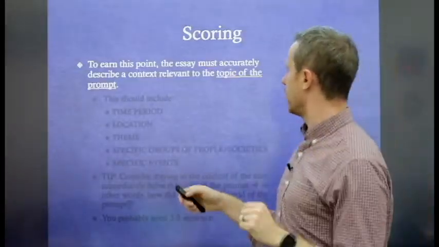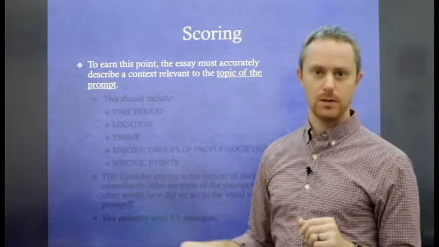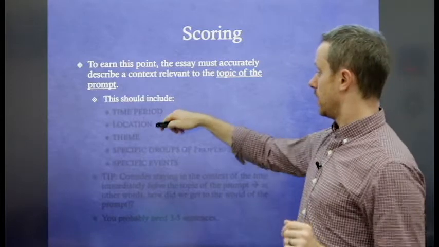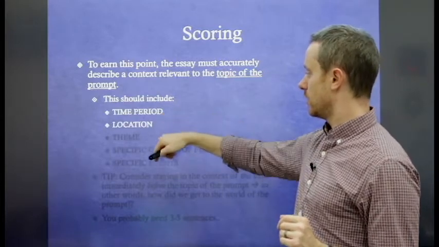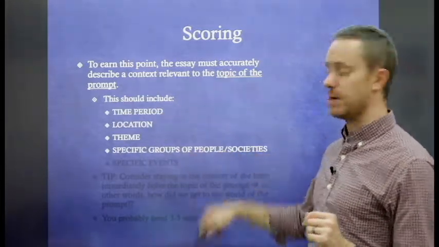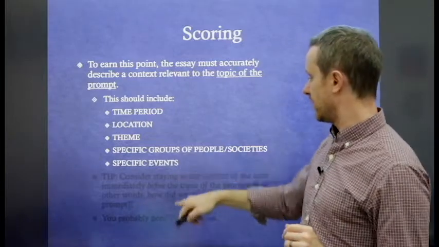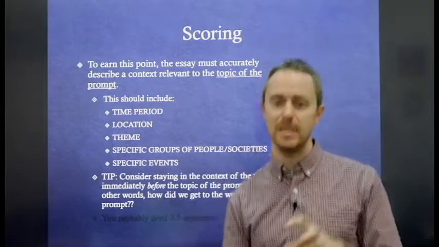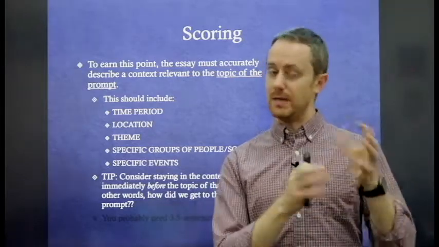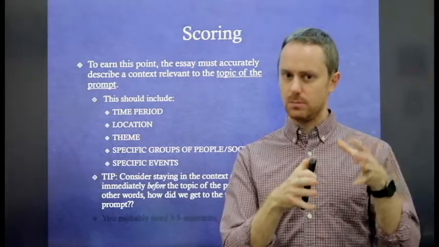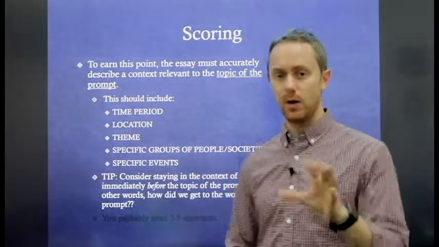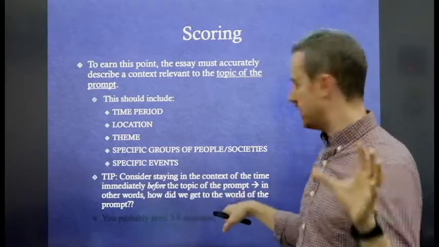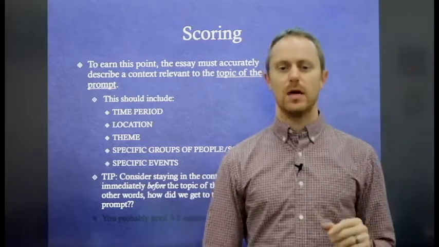So to earn this point, the essay must accurately describe a context relevant to the topic of the prompt. So to do that, you might want to include time period, location, theme, specific groups of people and societies, specific events, and again, consider staying in the context of the time period immediately before, and I mean immediately, like within decades of the events of the prompt, okay? And that is going to help you answer the question of how did we get to the world of the prompt.